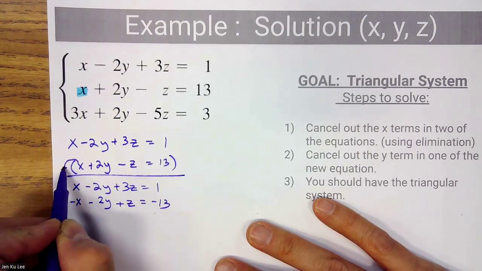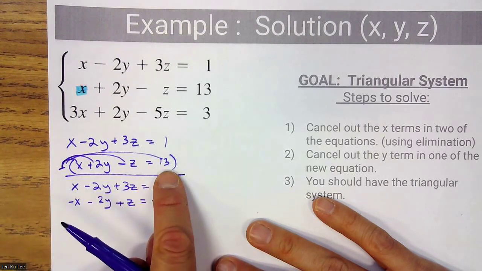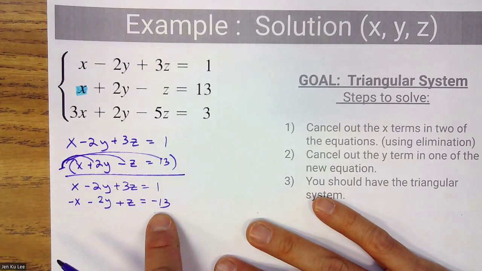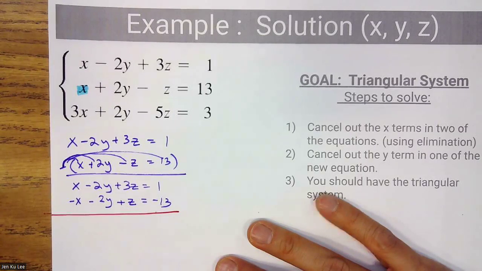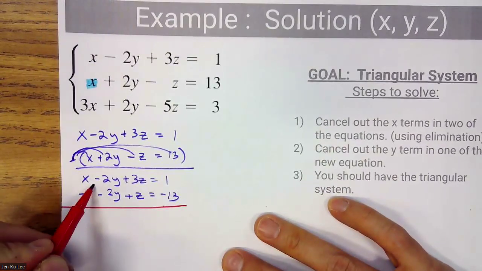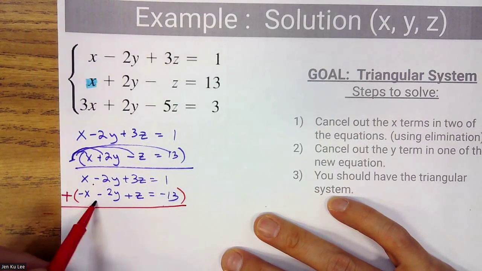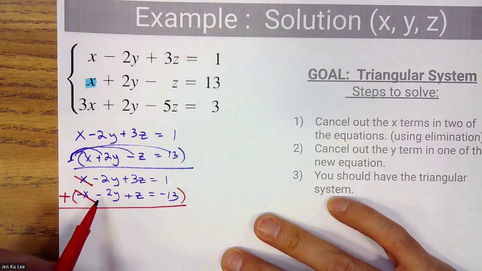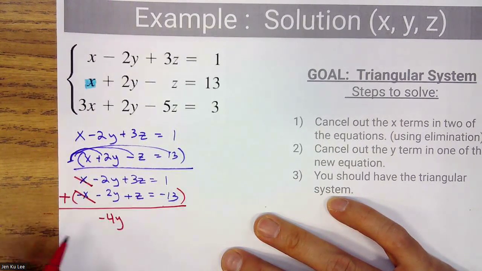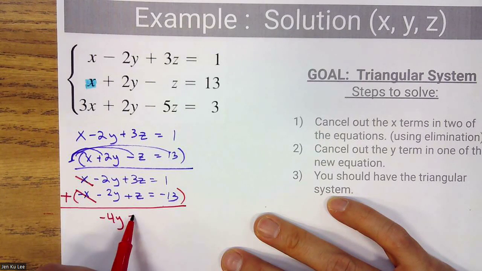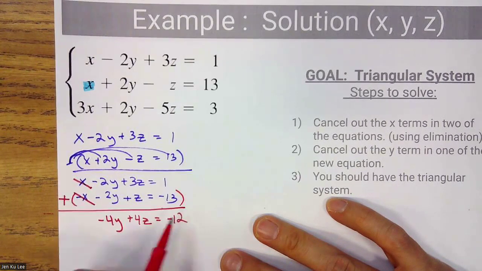This negative goes to 4 things, including that 13 as well. So it turned into negative 13. All right? So then once you do that, now I can add the two up together. So x plus negative x, they cancel out. Negative 2y minus 2y, that's negative 4y. 3z plus z, that's plus 4z, equals 1 minus 13, that's negative 12.